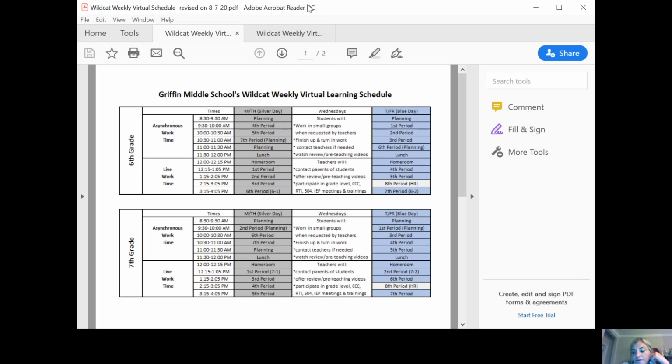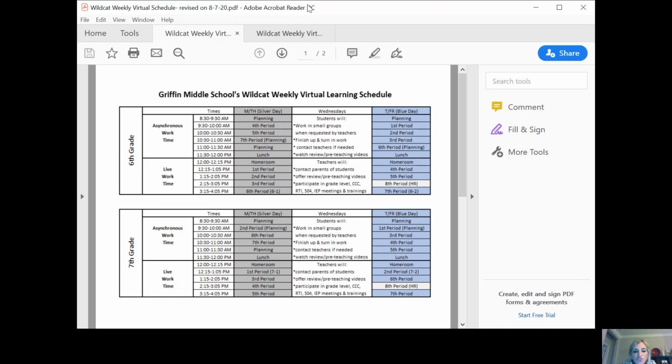I wanted to go over our Wildcat Weekly virtual learning schedule with you that you will see before me. There are several different pieces of this schedule that I want to bring to your attention to clarify. First of all, we are going to be looking at two different columns within this schedule. One is silver and one is blue. The silver days are the schedules that our students will follow on Mondays and Thursdays. The blue column, or what we are calling blue days, are the schedules that our students will be following on Tuesdays and Fridays. So on a blue day, every Tuesday and Friday, your student's schedule is going to be the same.